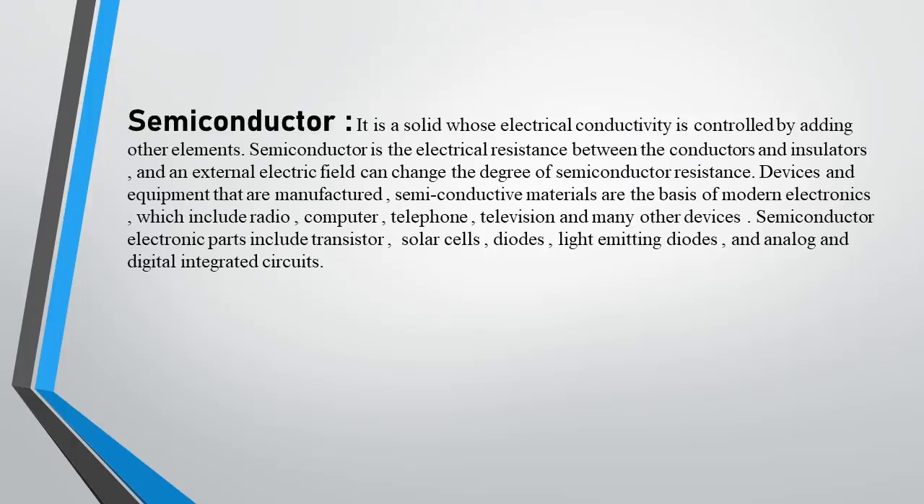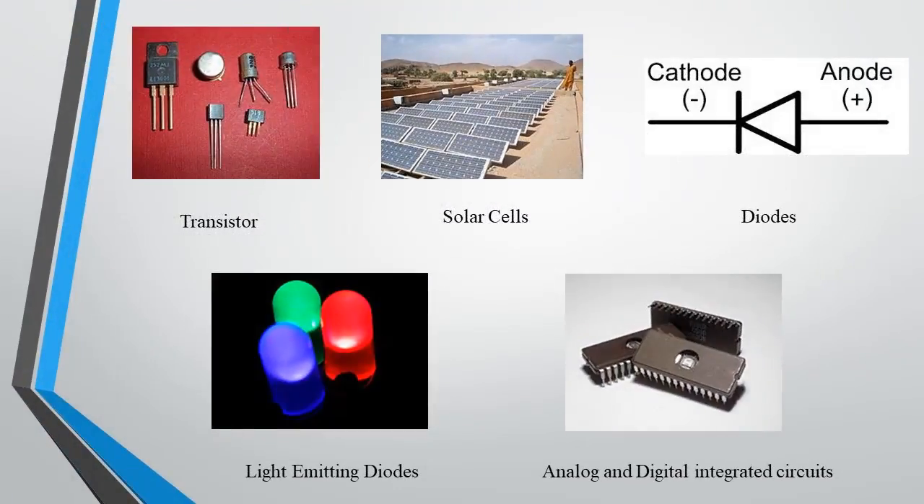Semiconductor electronic parts include transistors, solar cells, diodes, light-emitting diodes, and analog and digital integrated circuits. In these figures, we will show semiconductor electronic parts: transistor, solar cells, diodes, light-emitting diodes, analog and digital integrated circuits.